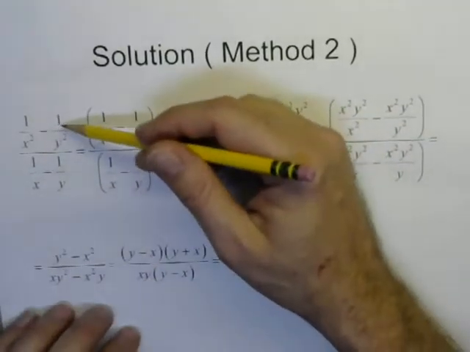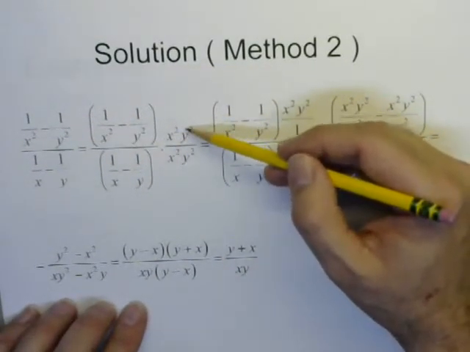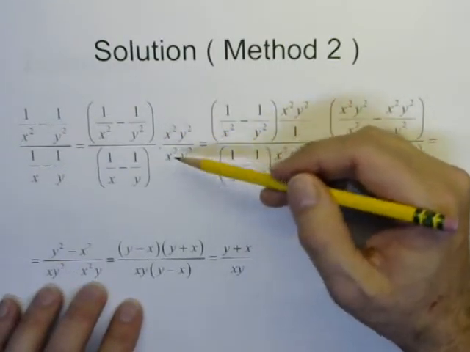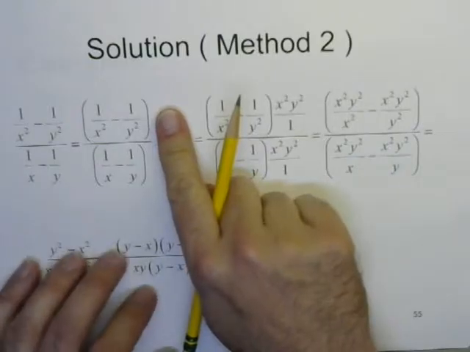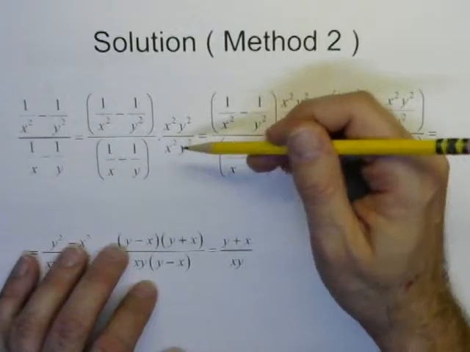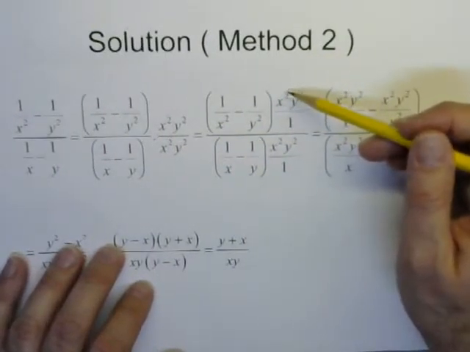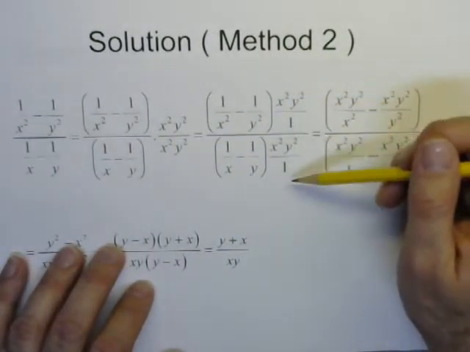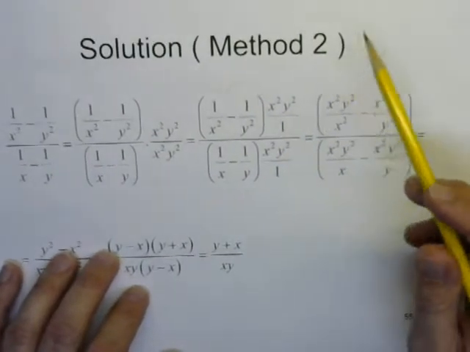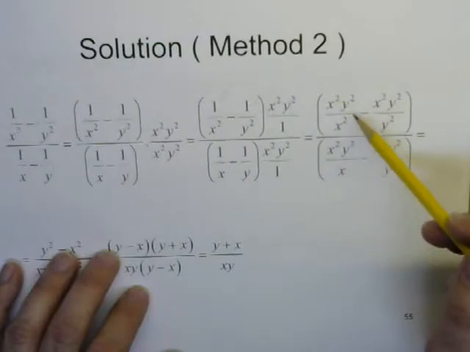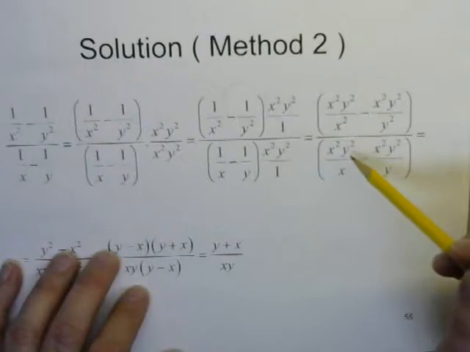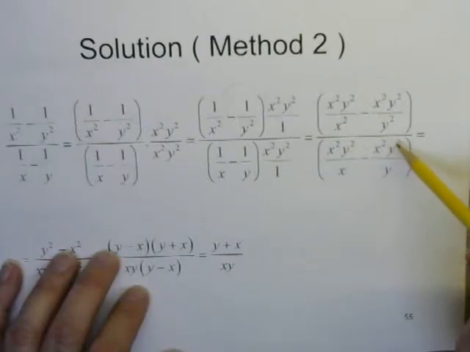So you basically take your fraction and multiply on the top and the bottom by x squared y squared over x squared y squared. I'm just multiplying by 1, so I can do that. I'm not changing the value of the fraction as long as I multiply on the top and the bottom by the same thing. So here I can write this as x squared y squared over 1, x squared y squared over 1, and then just multiply through. You'll get x squared y squared over x squared, and x squared y squared over y squared. Here I'll get x squared y squared over x and x squared y squared over y.